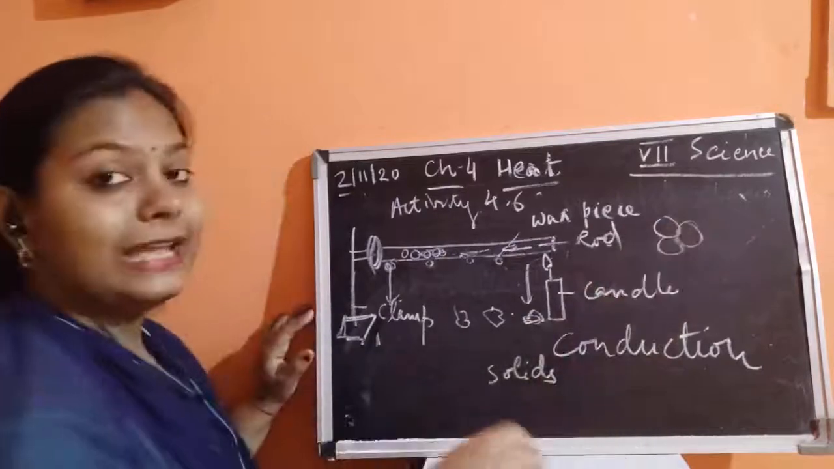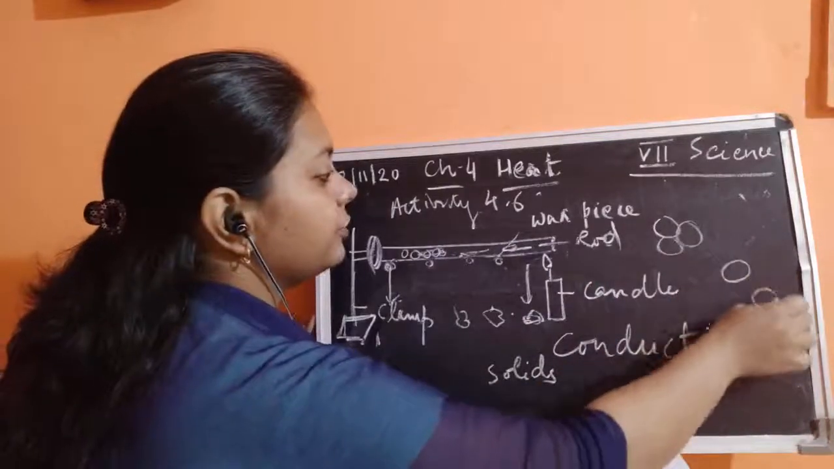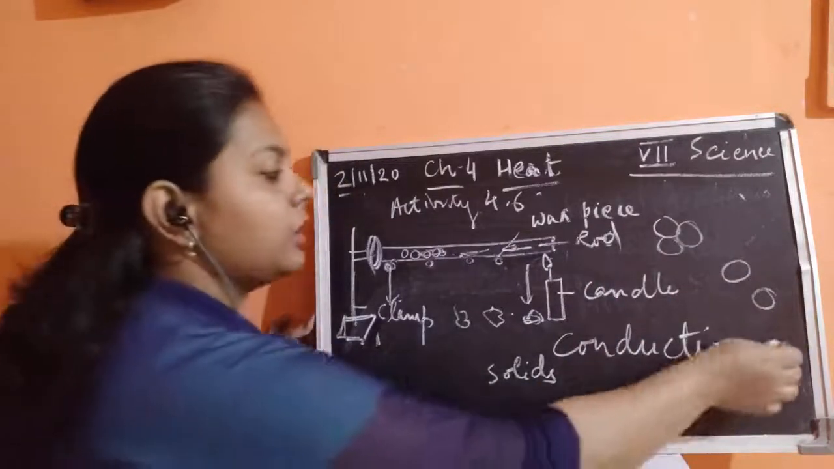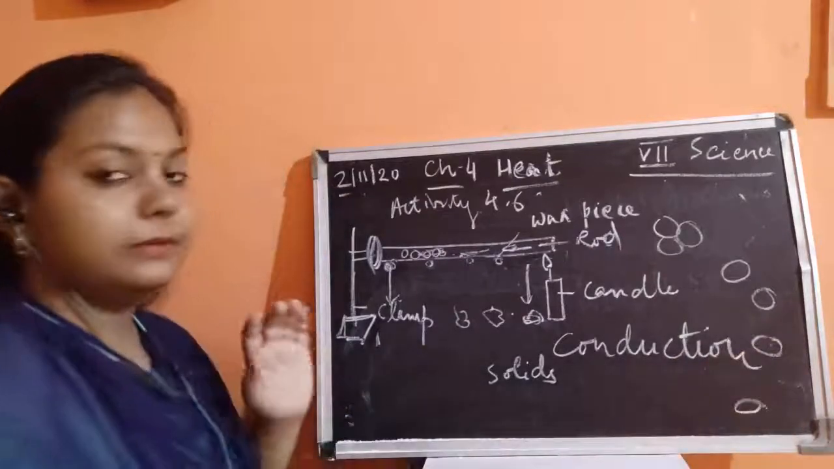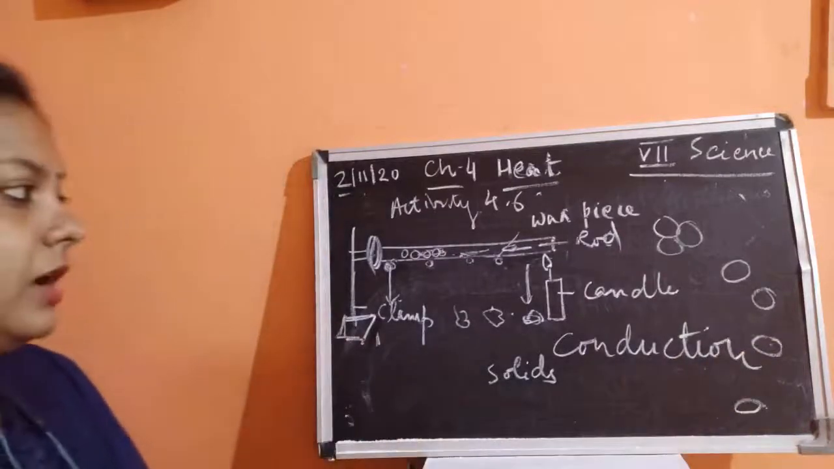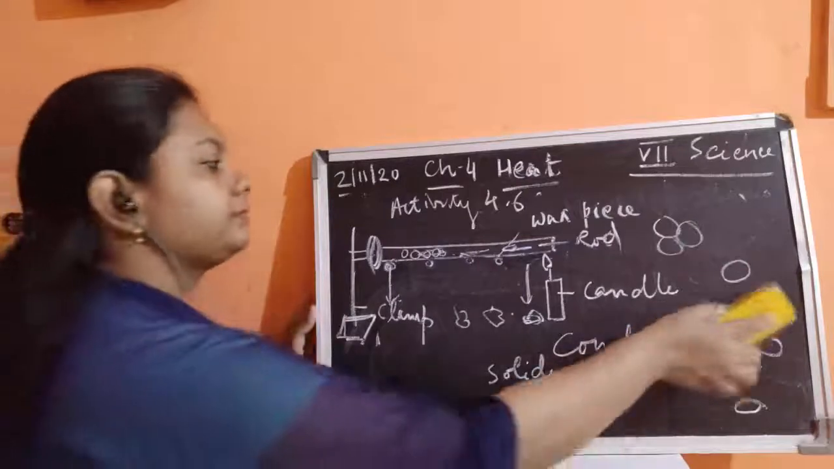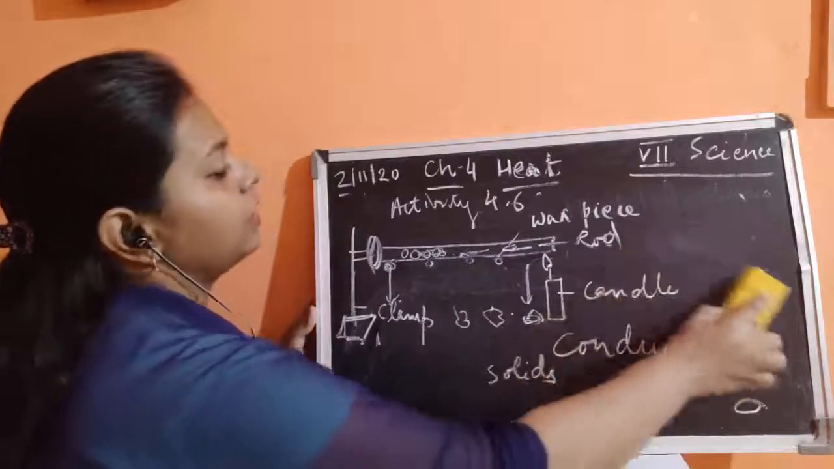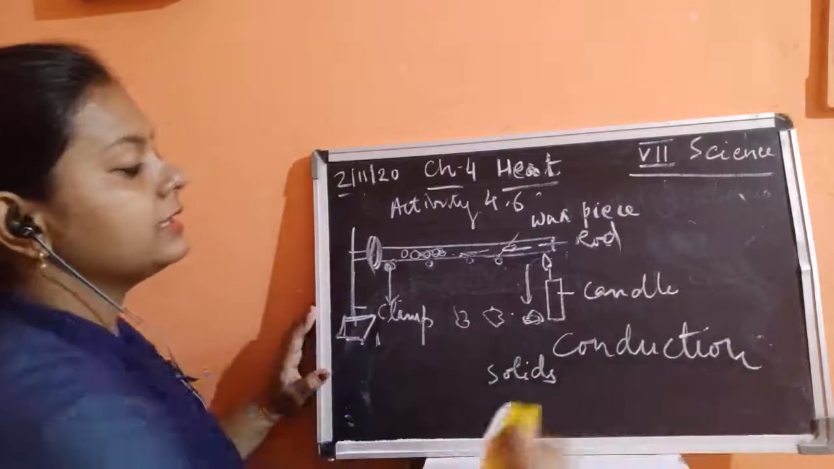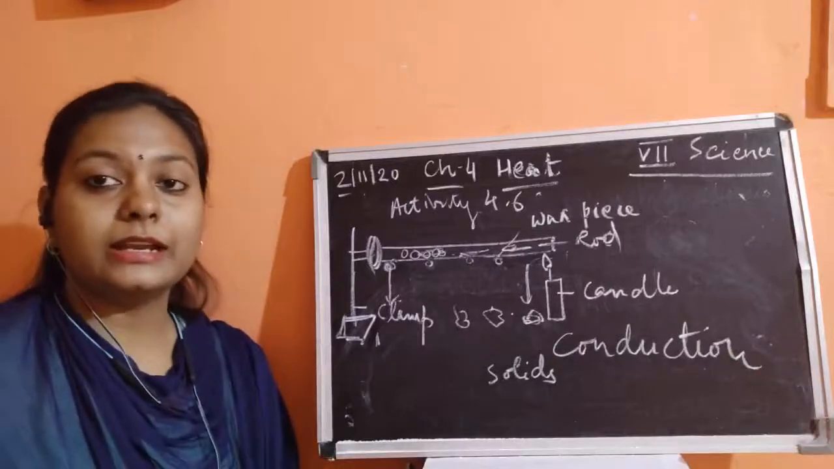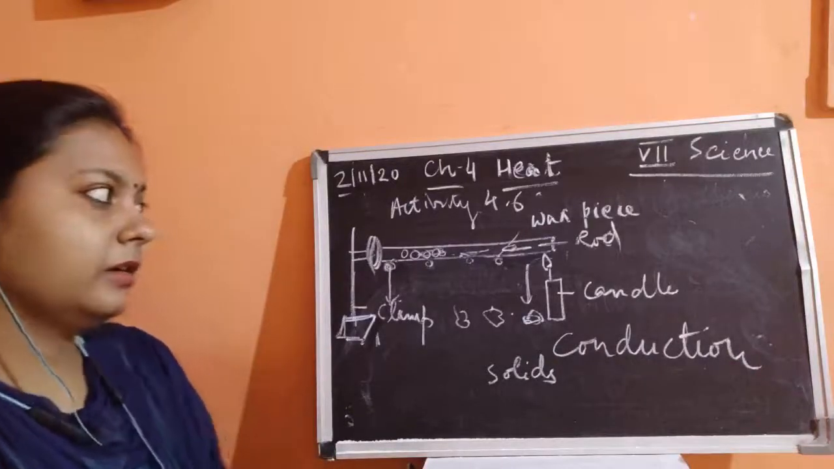Okay, liquids में ये molecules थोड़े दूर दूर होते हैं और gases में ये molecules बहुत दूर दूर होते हैं, मतलब ज्यादा दूरी पर होते हैं as compared to the liquids. ओके, अब solid में क्या होगा? Solid के जो molecules हैं, they are very close to each other, there is no space of movement.